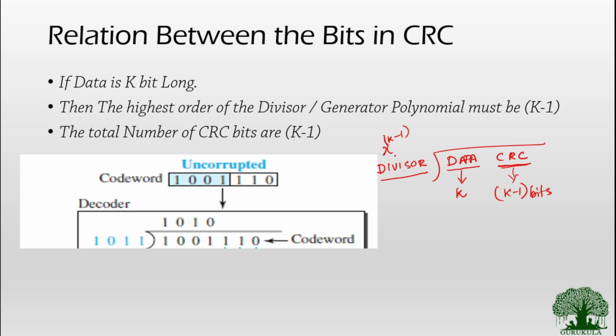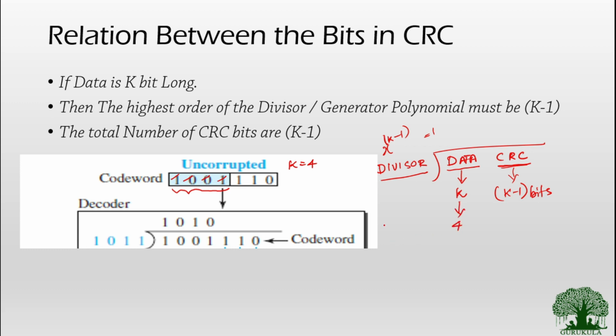So the coefficient of x to the power k minus 1 should always be equal to 1. It cannot be 0 over there. So in order to make it very clear, let us take this particular example. The numbers you can see over here in the blue shaded area are what we call the data word. So how many bits do I have in the data? 1, 2, 3 and 4. So we have k equals 4. I have 4 bits of data to be transmitted. So as far as our example is concerned, your k value is 4.